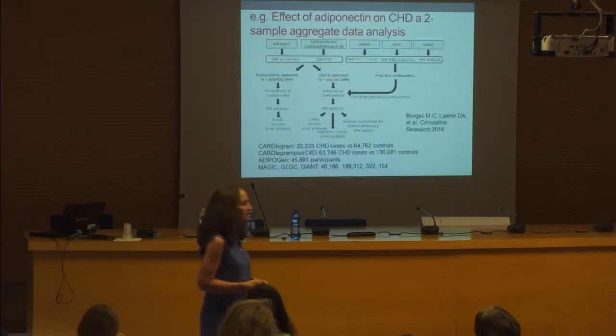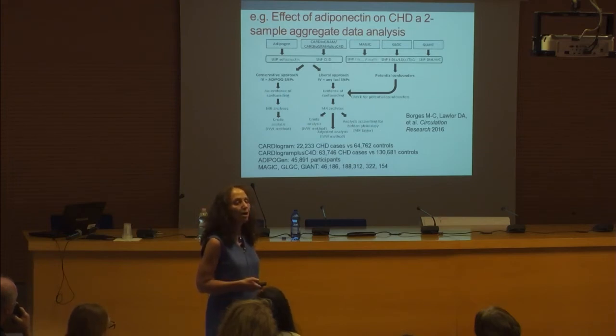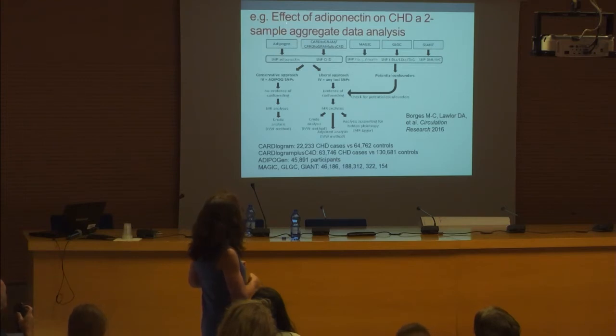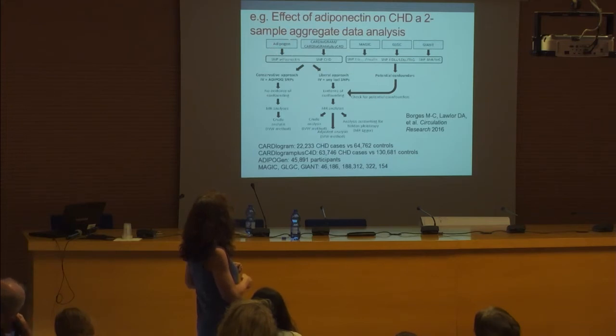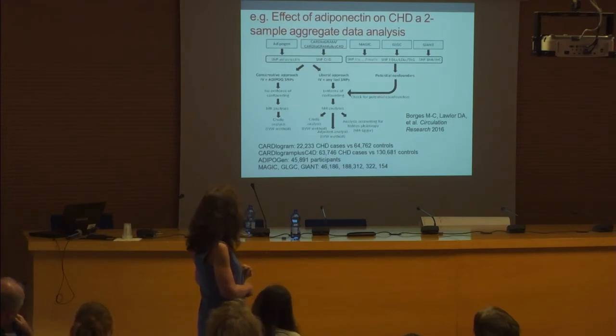Okay, so another example, and this is Maria Carolina's work, a really nice two-sample MR looking at the effect of adiponectin on coronary heart disease. And here we again took a number of different approaches. The reason for that was we had data on the risk factor part of the ratio from the Adipogen consortia. So we're able to look at genetic variants that have been shown to robustly associate with adiponectin in 46,000 participants. So again, this is another example of the scale and the sample size you have here.